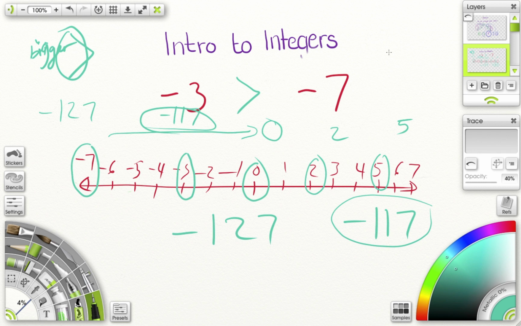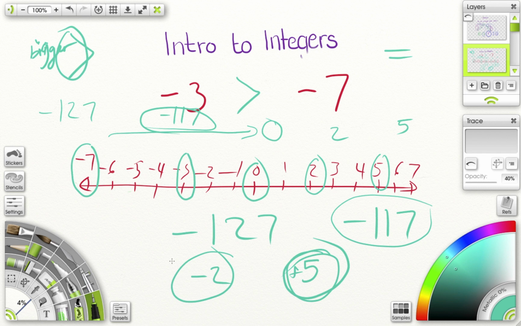If they're equal, then you just use an equal sign. Another note, a positive number is always going to be worth more than a negative number. So if I have the numbers -2 and 5, the positive number is always going to be worth more. Just a reminder, your positive number may not have a plus sign in front of it. If it does not have a plus sign, it just means it's a positive number. The plus sign is just invisible. But your negative number will have a negative sign in front of it.